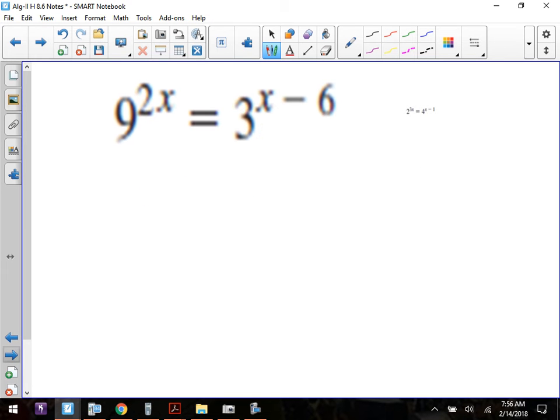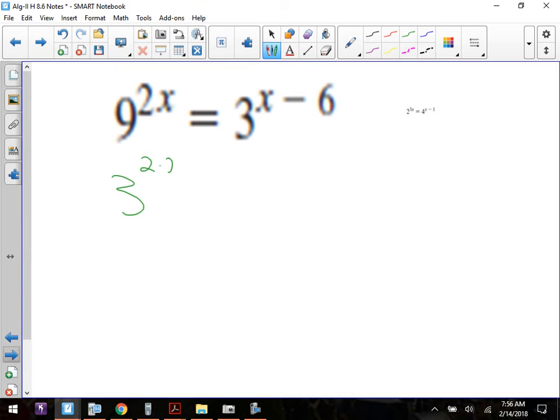Let's just do one more. I have 9 to the 2x equals 3 to the x minus 6. So you want to rewrite to a common base. The common base between a 3 and a 9 is going to be 3. Good. So I rewrite it as 3 squared.